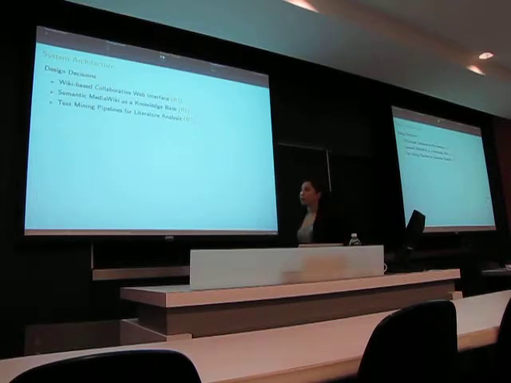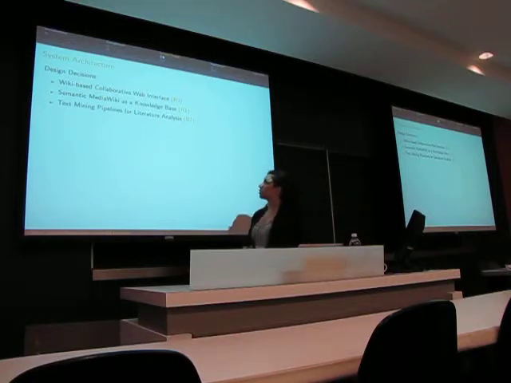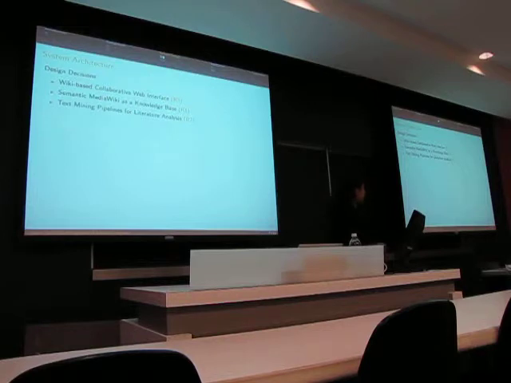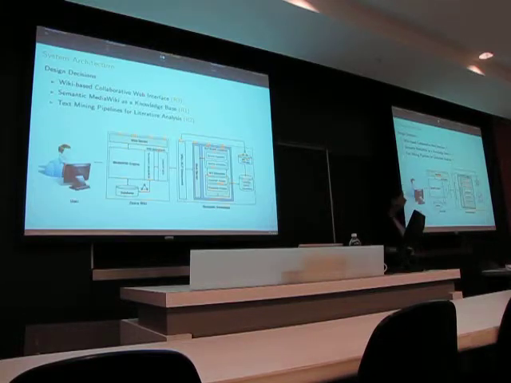Based on these requirements, we made some design decisions. First of all, we decided that we're going to go for a wiki-based environment for the collaboration and revisioning of documents and content that we generate. We decided that we're going to use Semantic MediaWiki to represent the knowledge that we extract from papers. And we decided that we're going to use text mining pipelines to extract that knowledge from papers in an automatic way. This is the actual architecture.